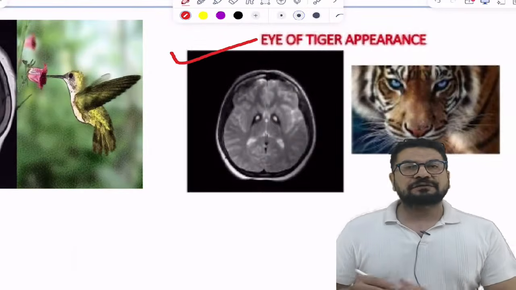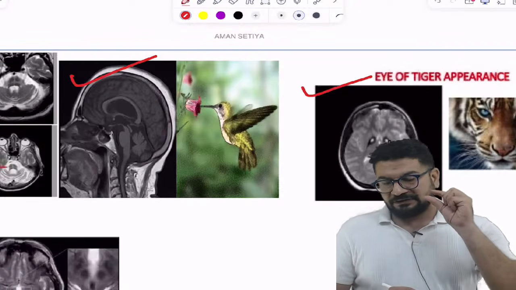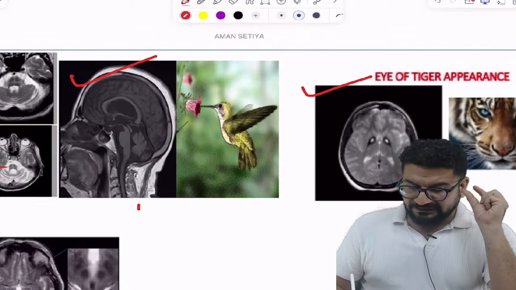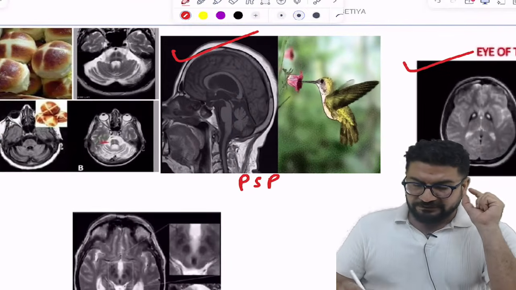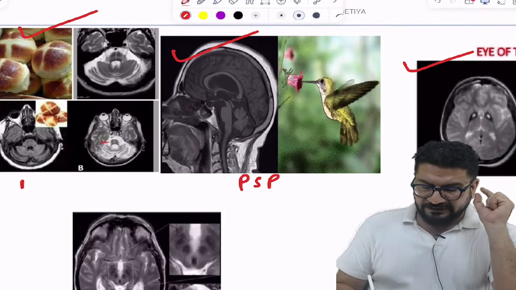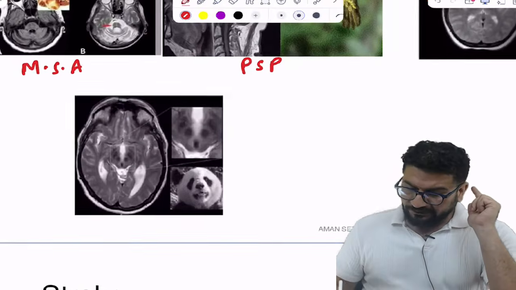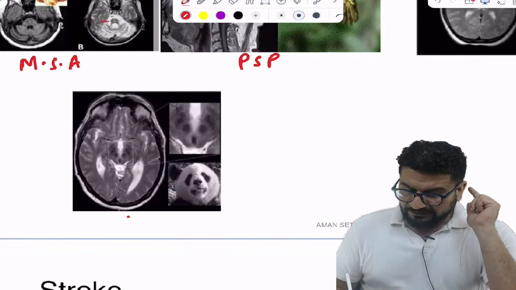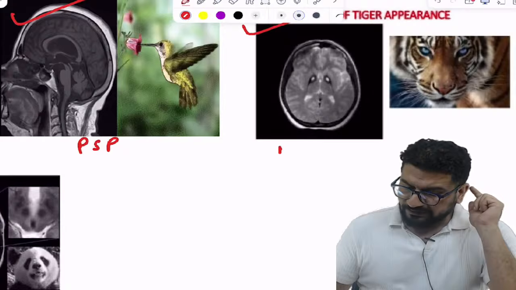Okay, now look at this eye of tiger appearance. It is seen in Hallervorden-Spatz syndrome. Then this is hummingbird sign. Hummingbird sign कहाँ मिलेगा? It is seen in PSP, progressive supranuclear palsy, and hot cross bun appearance is seen in MSA, multisystem atrophy, and this is your panda sign, and panda sign we see in Wilson disease. तो ये कहाँ पर होगा? Hallervorden-Spatz syndrome.